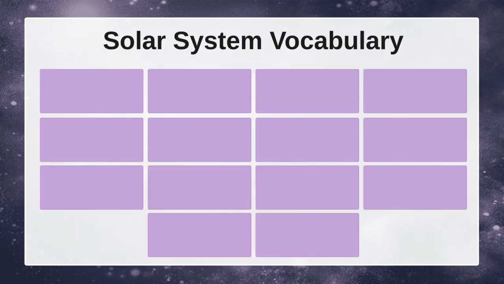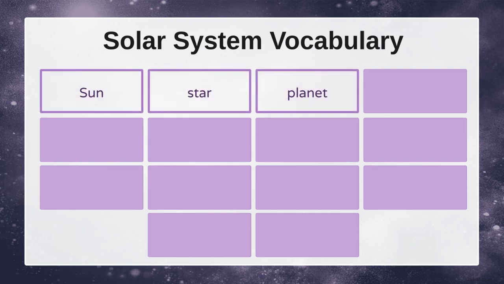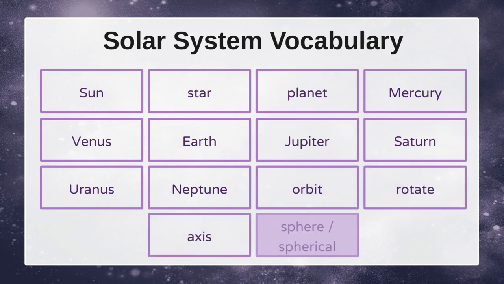Okay, let's look at some key vocab that we're going to be using for today. We've got the Sun, star, planets, Mercury, Venus, Earth, Jupiter, Saturn, Uranus, Neptune, orbit, rotate, axis, sphere, and spherical. Now, lots of those are planets, which rotate, also known as orbit, which means to go around something, go around the Sun, which is the center of the solar system.